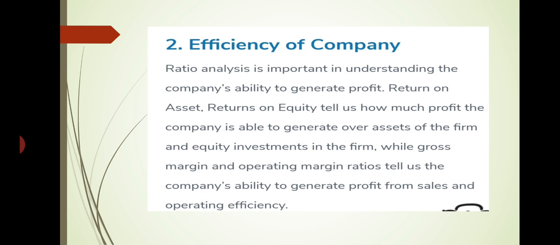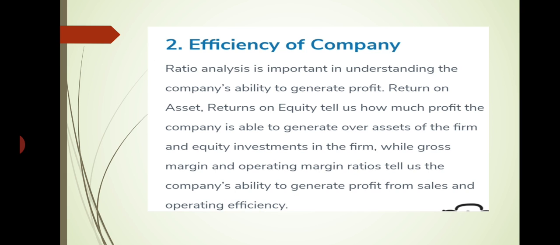Ratio analysis is important in understanding the company's ability to generate profit. Return on asset and return on equity tell us how much profit the company is able to generate on the assets of the firm and the equity investment in the firm. While the gross margin and operating margin ratios tell us the company's ability to generate profit from sales, and its operating efficiency. When you think about a production unit, then such types of dimensions you can study.